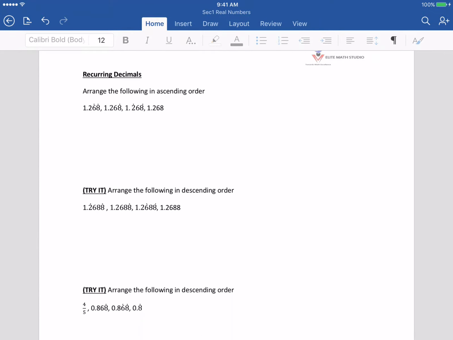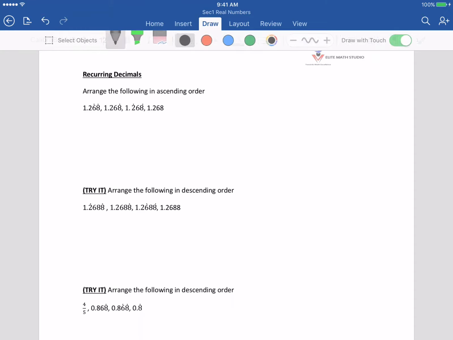Next one, recurring decimals. For this one, you need to arrange these in ascending order. I hope you guys know what ascending order is. Ascending order means smallest to biggest. So how are we going to do this? Let's try to write everything out first.